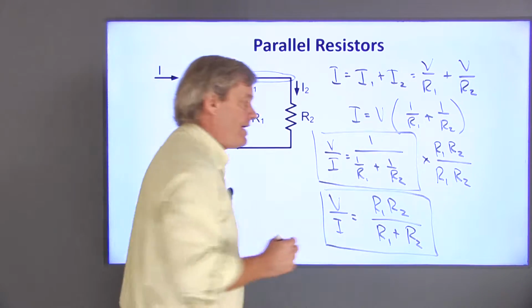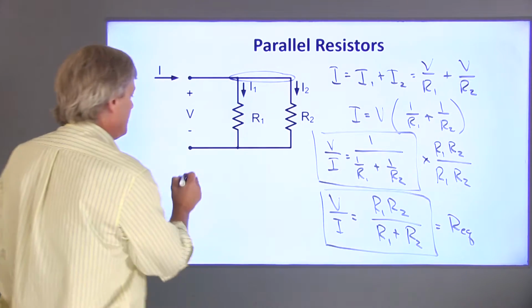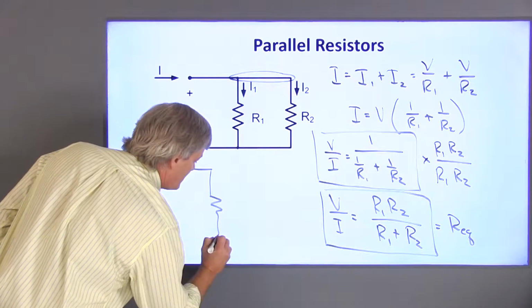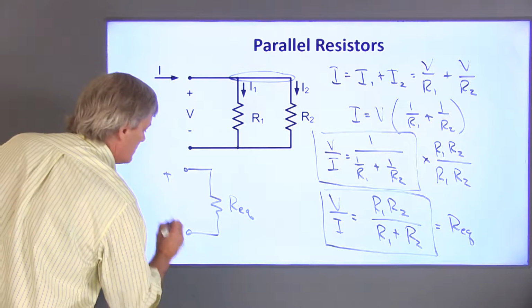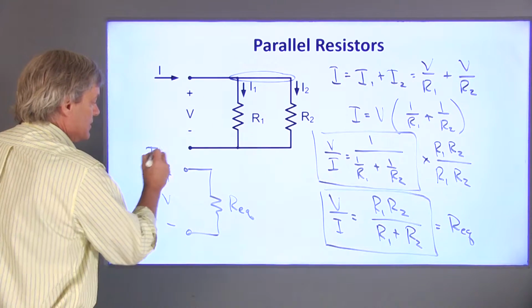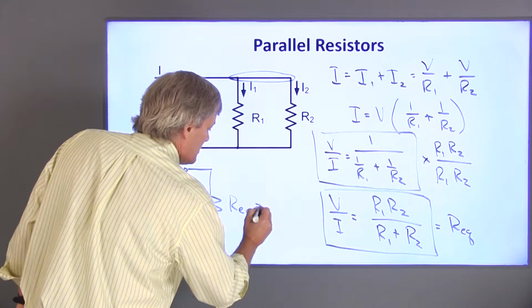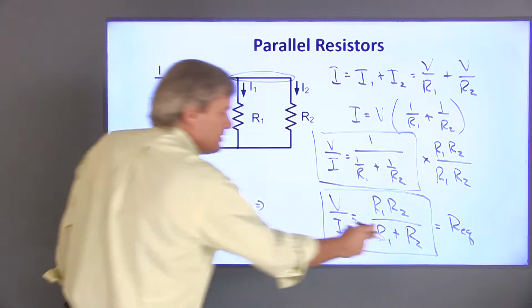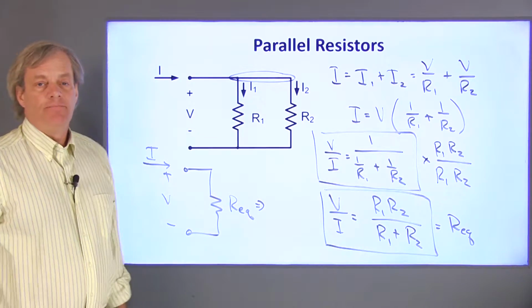Both of these look like a resistance. If I call this Req and replace these with a single resistor, V divided by I is equal to Req. So if Req is equal to this or this, these circuits are exactly the same.